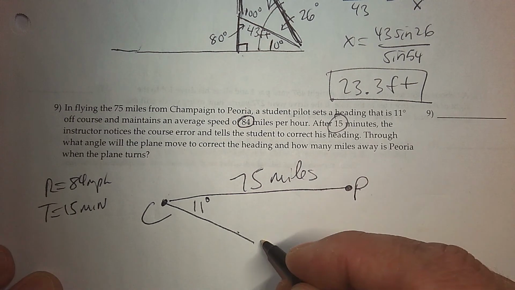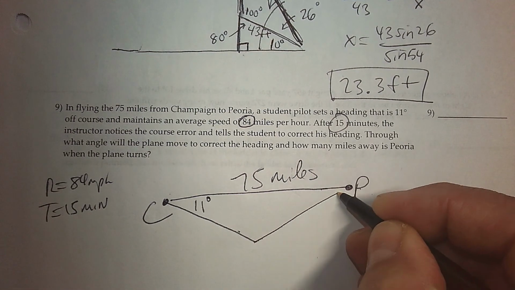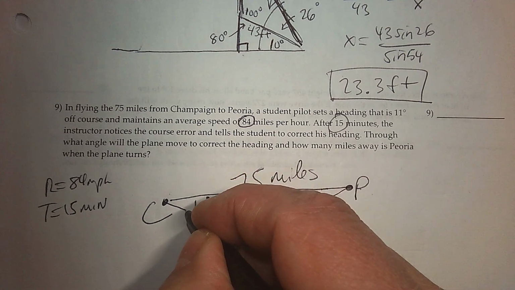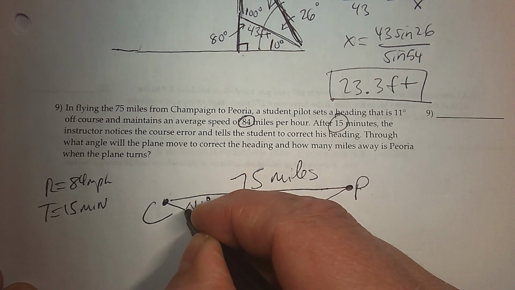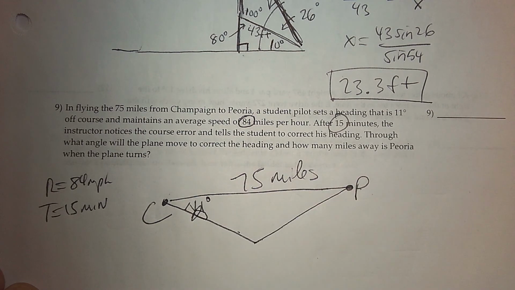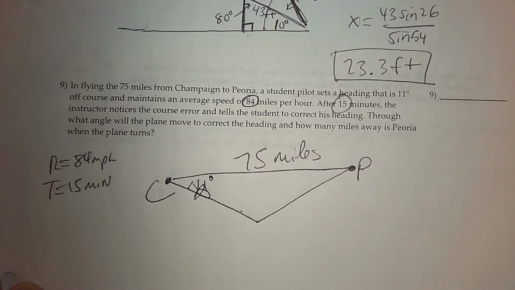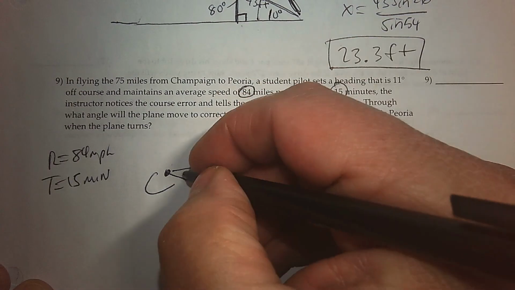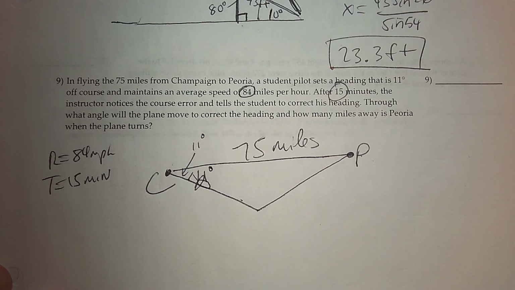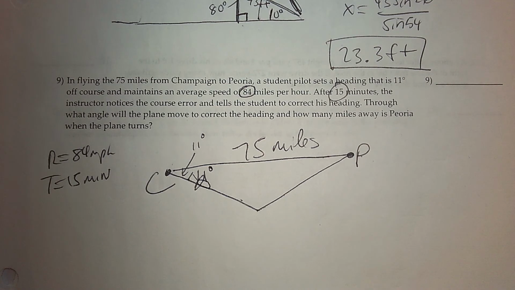So here's our triangle right here. And this is our plane flying along here. So, again, we know this angle here is 11 degrees.